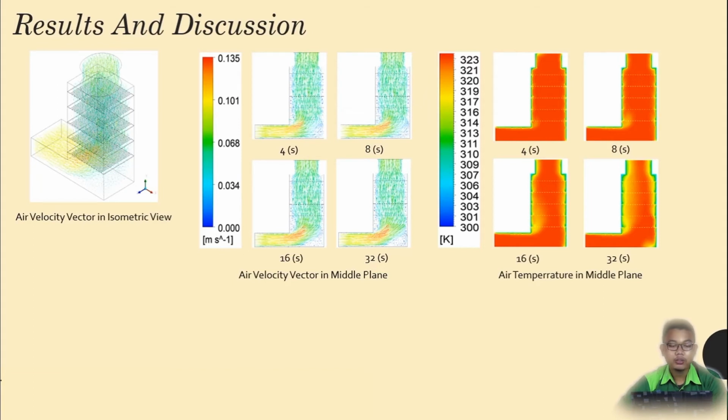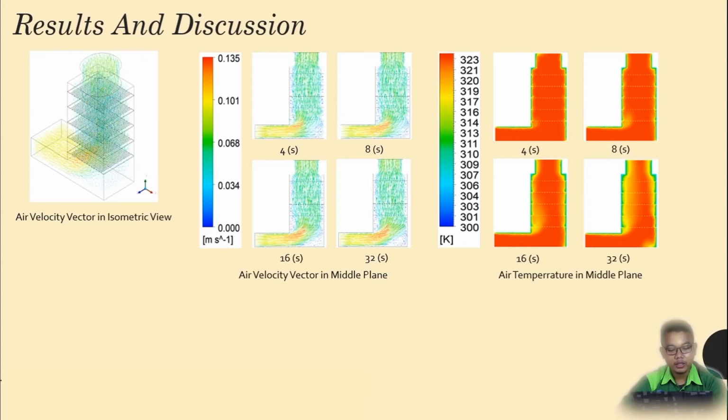The air velocity vectors were plotted in the middle plane for time 4 seconds until 32 seconds. The result can be seen in this figure. It had a purpose to know the different airflow patterns from time to time. Based on the figure, at 4 seconds, the airflow was a smooth pattern. The air entered the cabinet smoothly. The same pattern happened until 8 seconds. It means air flowed from the inlet section to the outlet section directly.